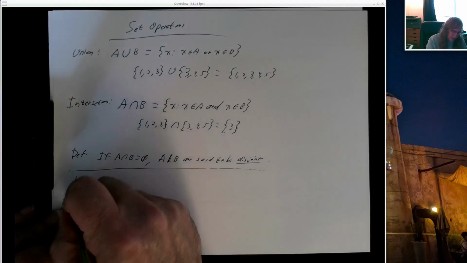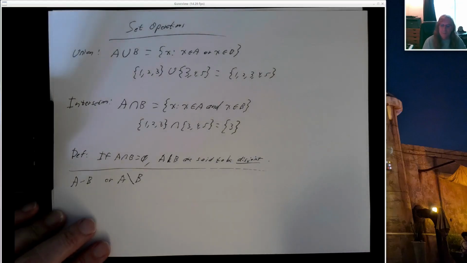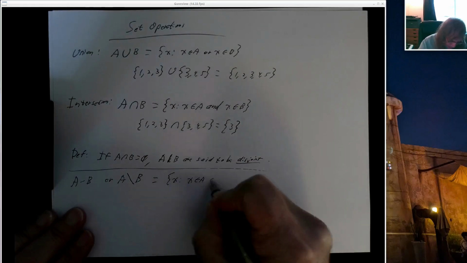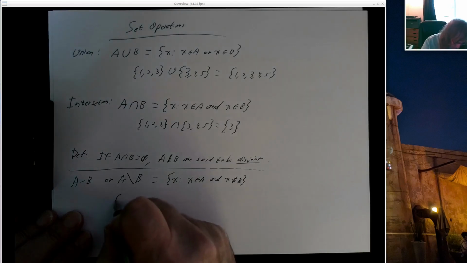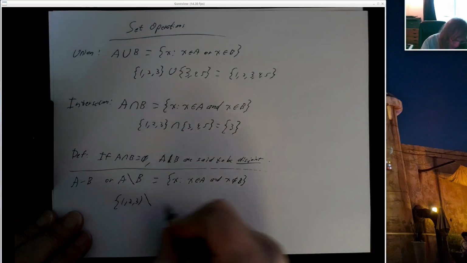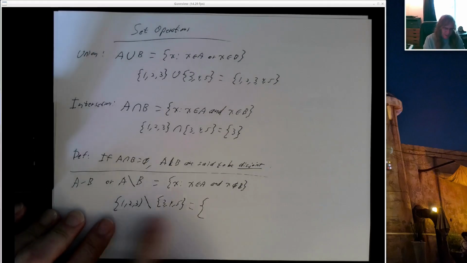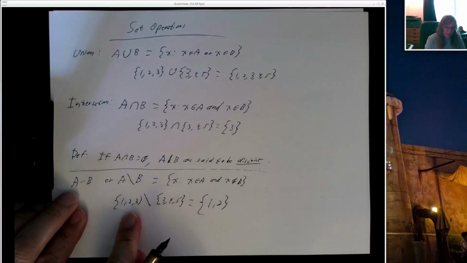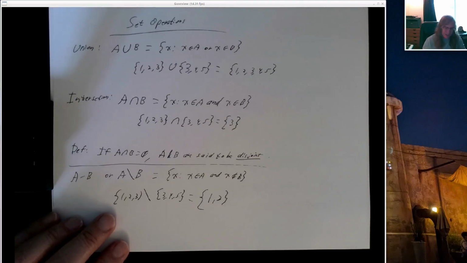Alright, we can define subtraction. A minus B, or sometimes we write it as A backslash B. And this is the set of all x such that x is contained in A and x is not contained in B. So {1, 2, 3} take away {3, 4, 5}. Well, we want all the elements that are in here but not in there. That's just the elements 1 and 2. So write down the elements of A and then throw away anything that's in B. The 4 and the 5 don't change the result of this subtraction operation, but the 3 means we can't have the 3 in that subtraction.